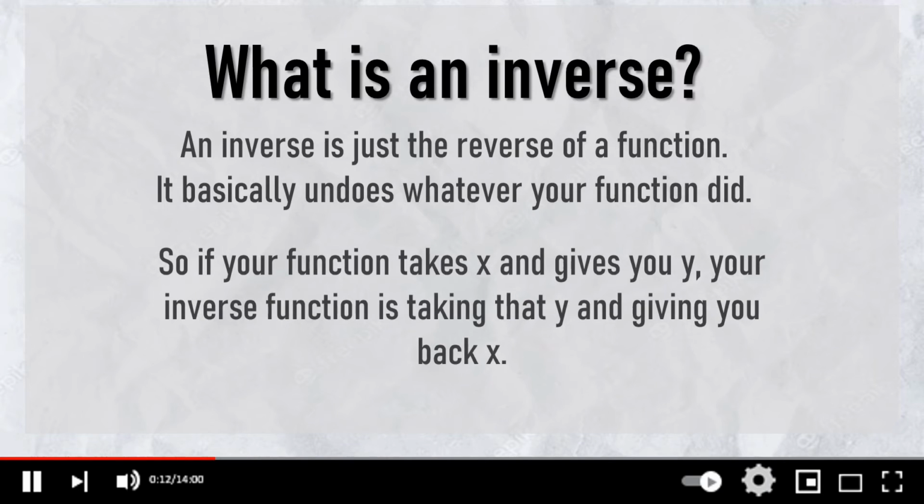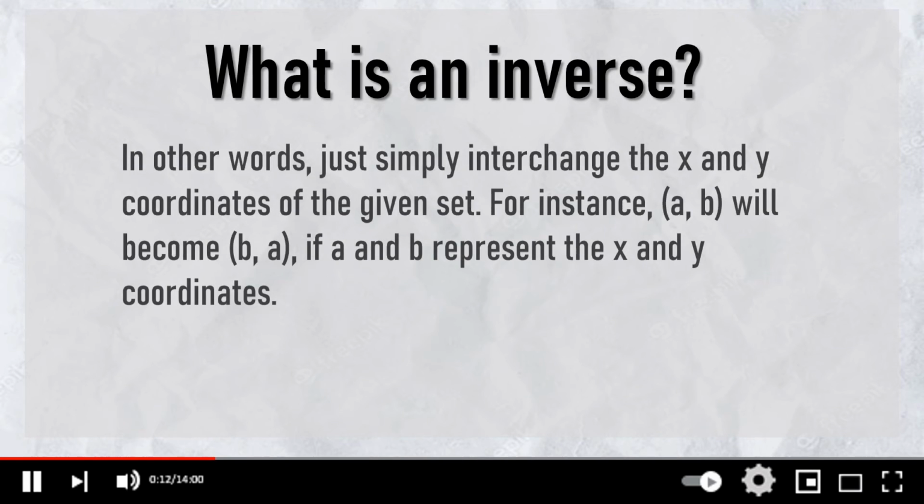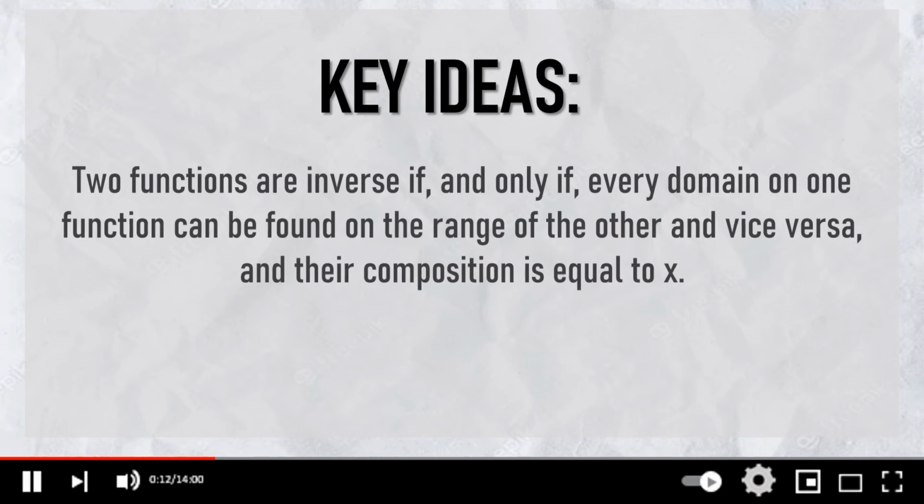So if your function takes x and gives you y, your inverse function takes that y and gives you back x. In other words, simply interchange the x and y coordinates of the given set. For instance, we have (a, b). (a, b) will become (b, a) if a and b represent the x and y coordinates. The key idea to remember is that two functions are inverses if and only if every element of the domain of one function can be found in the range of the other and vice versa, and their composition is equal to x.